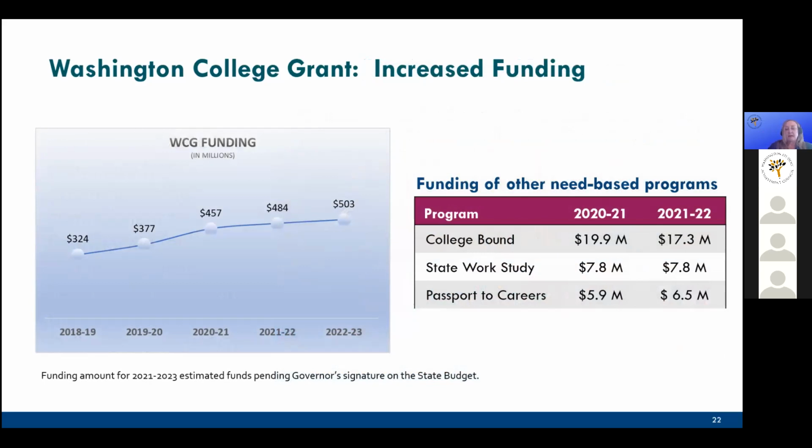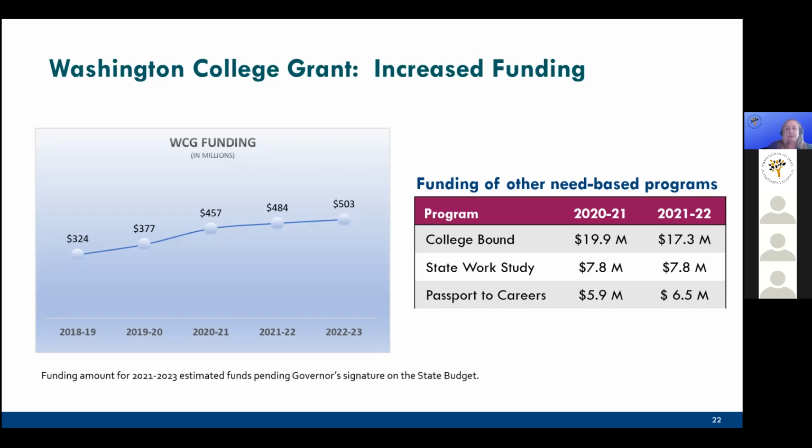Along with that, the funding has been increased. 21-22 was 484 million, and for 22-23, we have received about $503 million. As you can see, I have a little caveat on the bottom that it was pending the governor's signature, which just happened yesterday. So we're looking pretty good there.